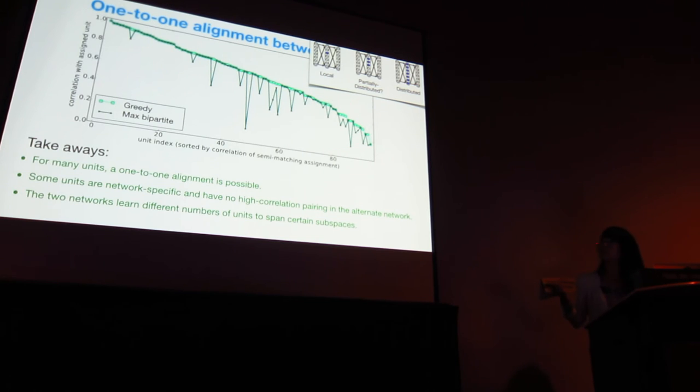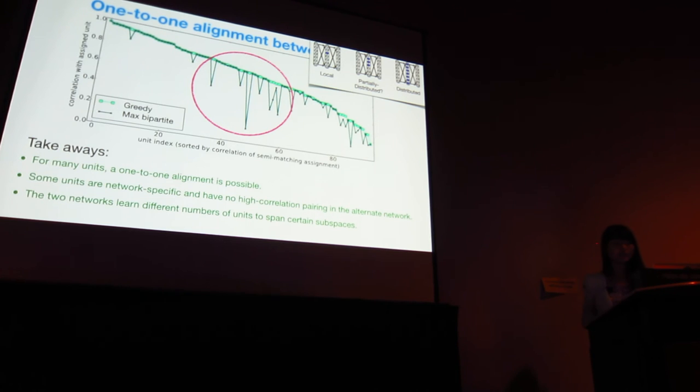And finally, we see that in some cases, when the matches are not the same, the bipartite matching is significantly worse. So for example, let's look at this unit here. There exists a high correlation match in the other network, but it's not assigned to it in the bipartite matching. So what do you think happened to this unit here? What do you think happened to this gap?